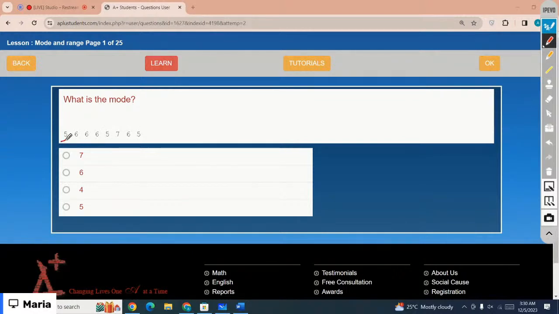You can see here you have 5. How many times can you see the 5? 1, 2, and 3. 5 appears 3 times in the data. And then let's see the other numbers also. You have 6. 6 appears 1, 2, 3, 4 times in the data. You have 7. You can see 7 only one time.